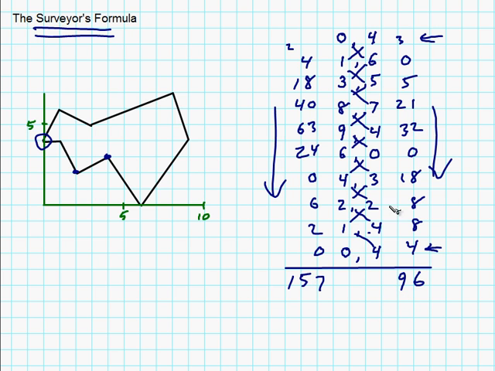Okay, multiply these, add them, subtract, and divide by 2, and that's the answer. And that's the exact answer. There's no approximations here. This is a completely rigorous method. It always works as long as you start and end at the same point, and if you get all the coordinates of all the vertices.